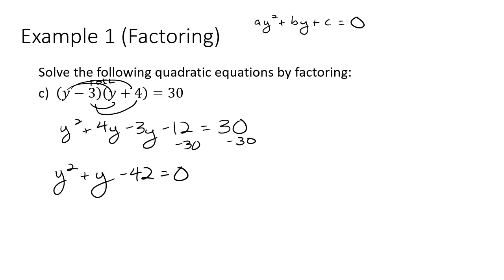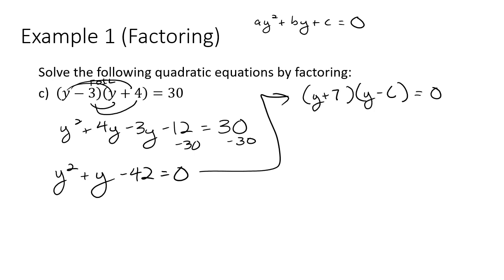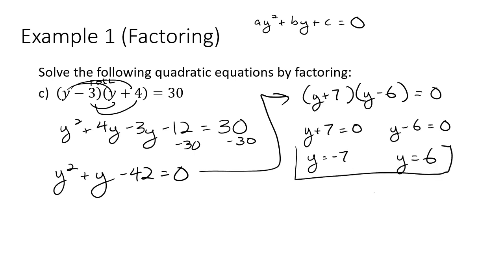All right, so now we can factor. I'm looking for 2 things that multiply to give a -42 and add to give a +1. So that's going to be a +7 and a -6. All right, and now just set each equal to 0 and solve, which essentially just flips the signs. Subtract 7 from both sides, add 6 to both sides, and we get y is equal to -7, or y is equal to 6.